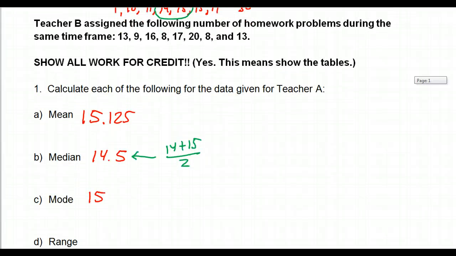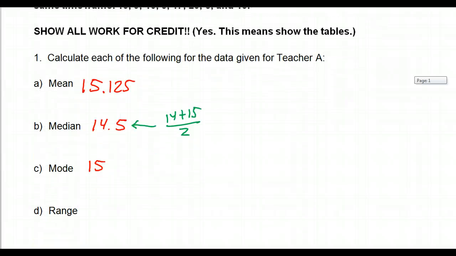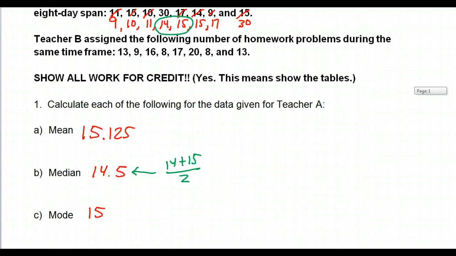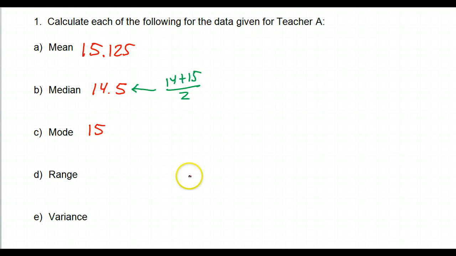Now the range. The range is the highest value minus the lowest value. The max minus the min. So that's going to be my 30 minus my 9. Okay, so my range is going to be 30 minus 9, which of course is going to be 21. Alright, so that's the range.